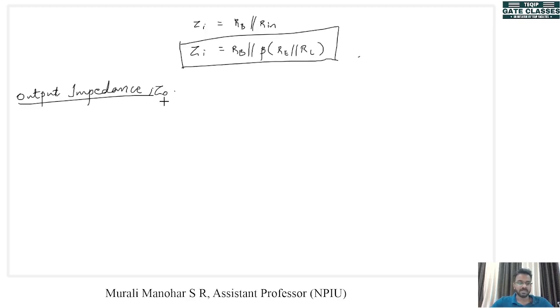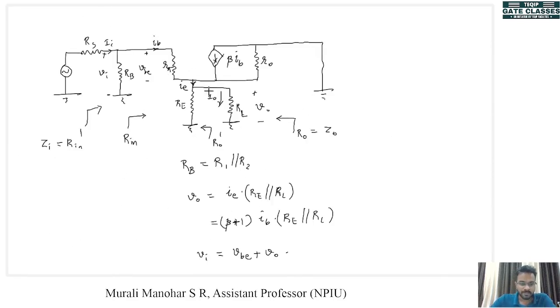ZO cannot be that easily found out as before. Here you need to remember how we find out the Thevenin resistance when there are controlled sources. Okay, so this is our output. We need to find out the Thevenin equivalent resistance across this point, that is across the output, which is between emitter and ground. So the first thing we will do is we will remove the supply if any is present.